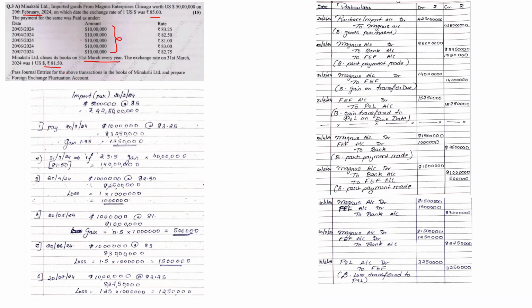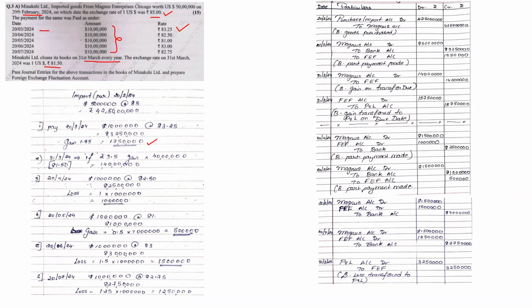Now we are going to make the payment. So when you are making the payment, we have to keep in mind two things: whether you have made a gain or a loss. That's very important. So when you're paying on 20th March, that is still in the same year, you're paying 83.25. So always compare. We purchased for 85, but we are making payment of 83.25. So we are paying lesser. If it is a lesser, it is a gain. So 1.75 rupees less, so that becomes gain. 1.75 into 10 lakhs, that is 17,50,000 gain.